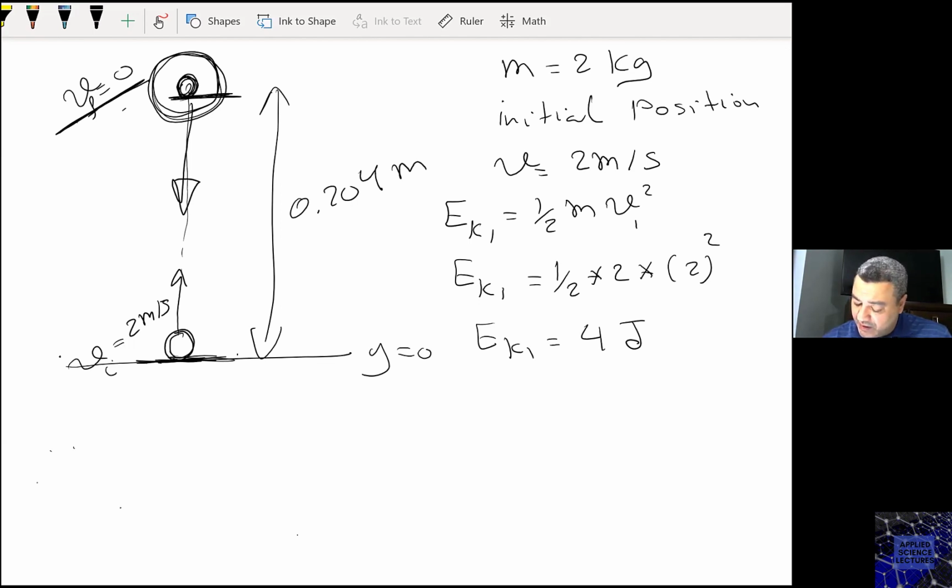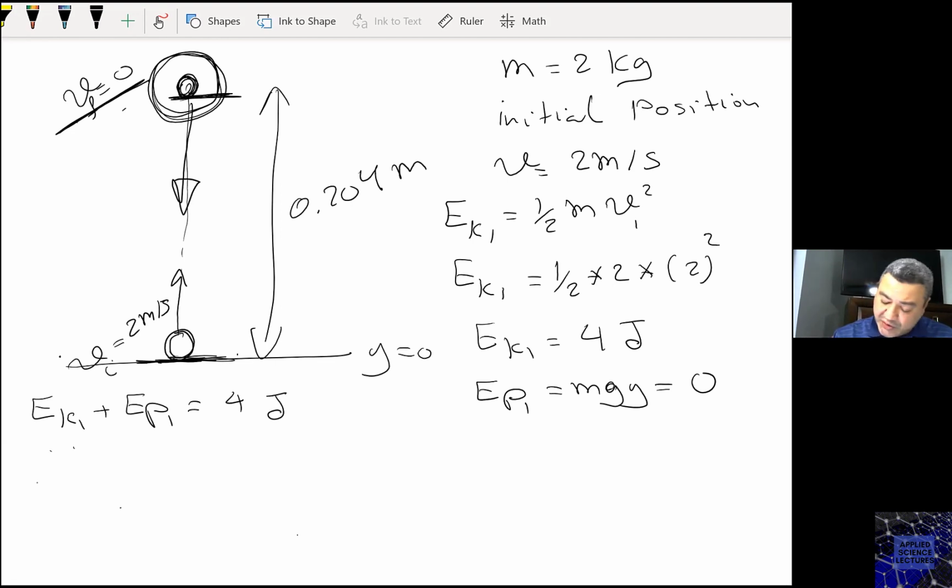Let's evaluate the potential energy, the gravitational potential energy, EP1, at y equals 0: mgy, this is 0. So it is very important to notice that the total energy right at this location, which is EK1 plus EP1, is 4 joules. And it is also important to know that right at this point, the total energy will also be 4 joules. But let's evaluate what EK2 and EP2 would be.